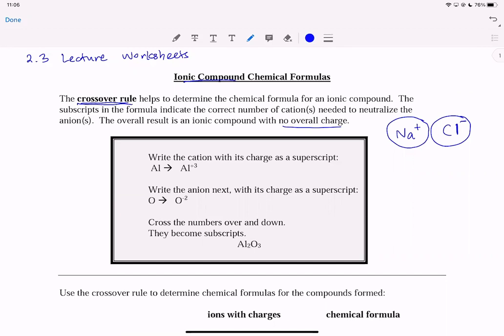So in the crossover rule, the purpose is to determine and write the chemical formula. Now, I want to point out that these are called chemical formulas, and the formula shows there and how many.